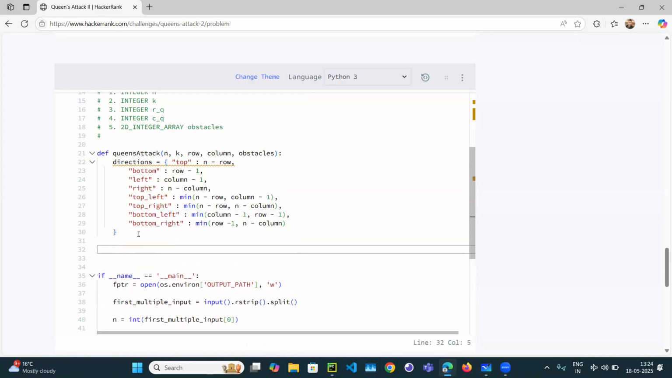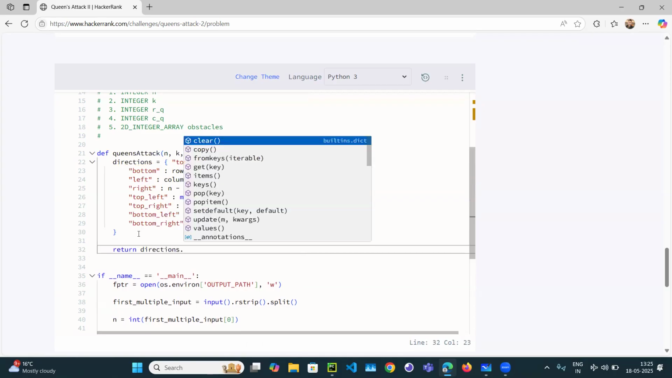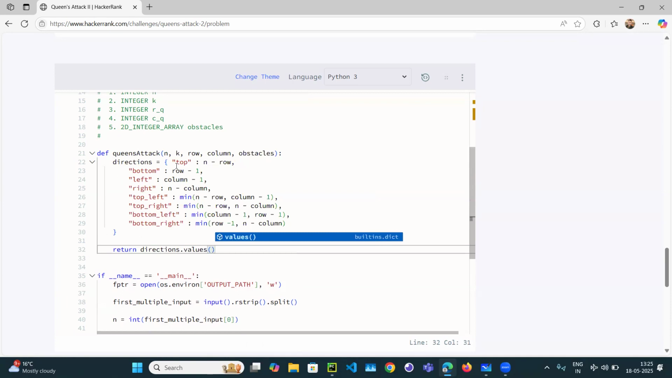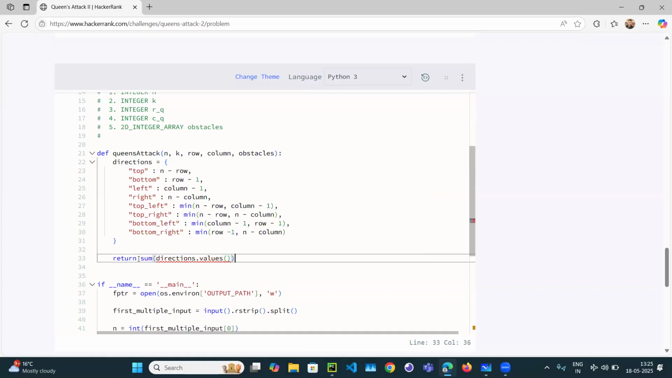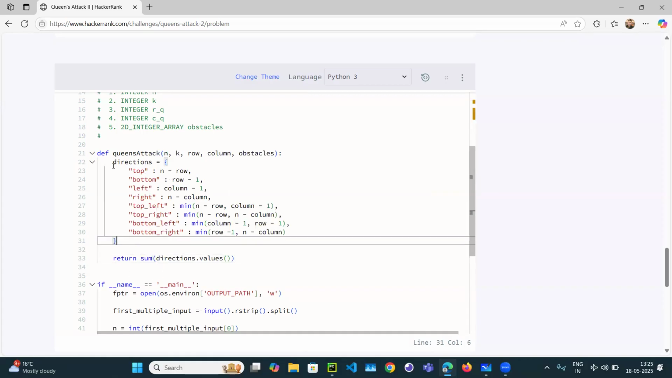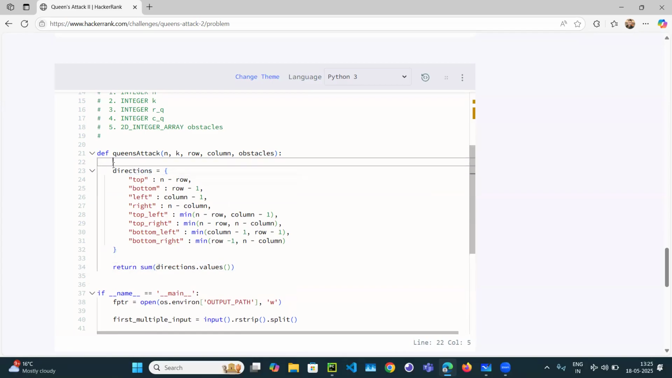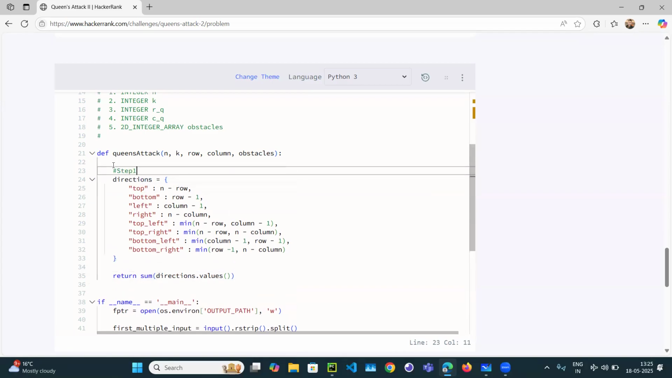So at the end, what do I need to return? Return directions dot values. What are the directions dot values? These are the values, and I need to return the sum of all the directions dot values. So this is my answer. This is step one. What is step one? Step one is to calculate all the squares without obstacles that the queen can attack.